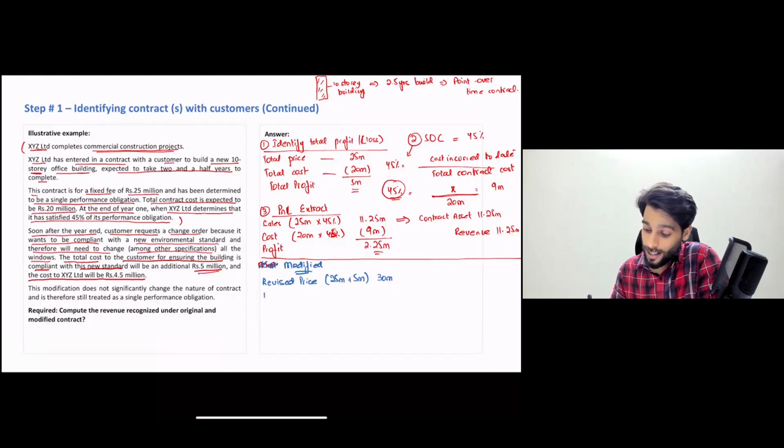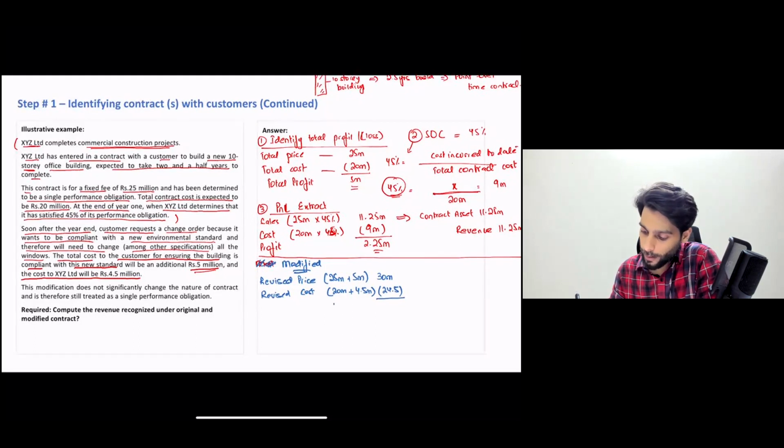And what is the revised cost of the contract? 20 million rupees was the earlier cost, and 4.5 million rupees is the new cost. That means 24.5 million is the new value. So 30 million minus 24.5 million means the profit has been revised to 5.5 million of the contract value. Make sense? All right, done.